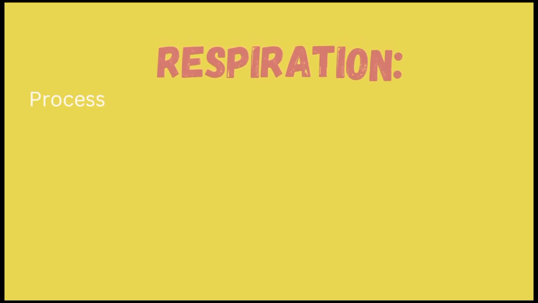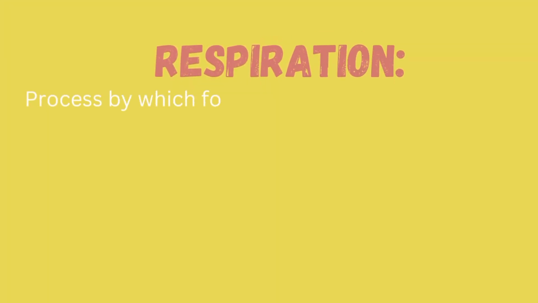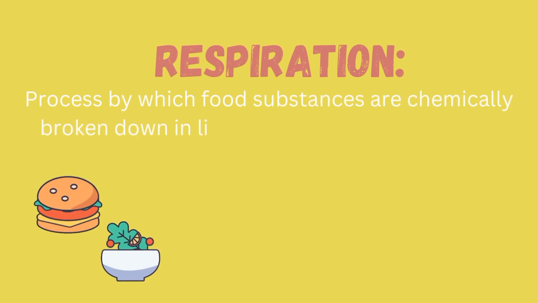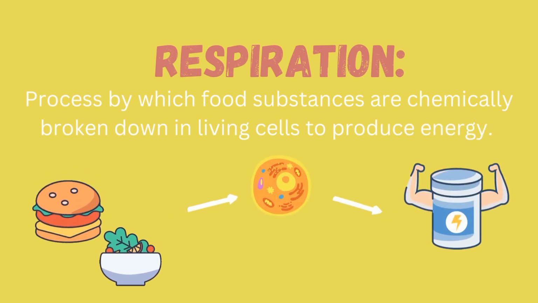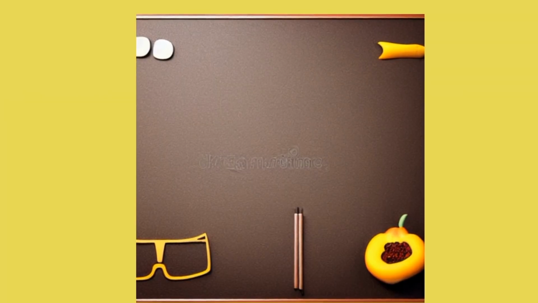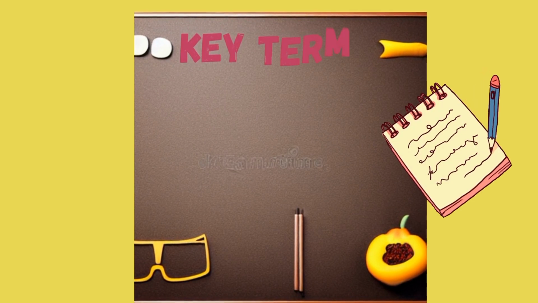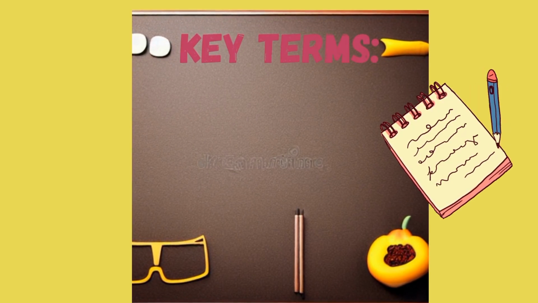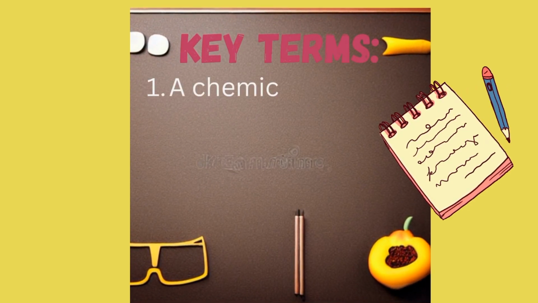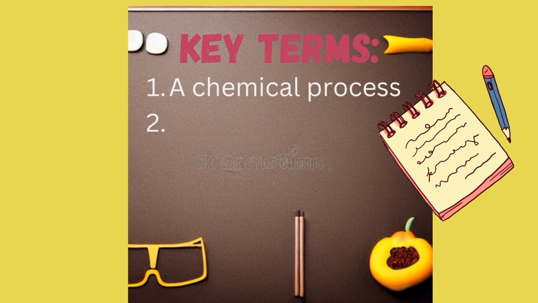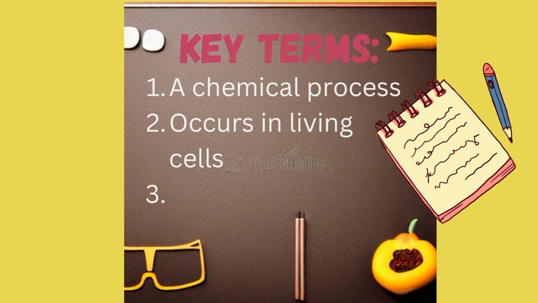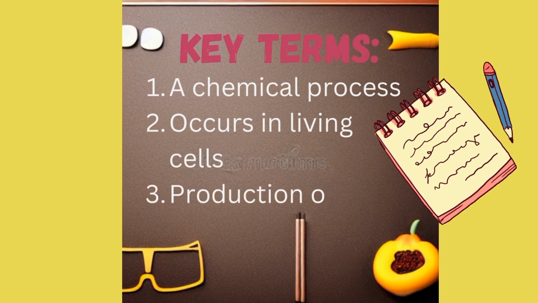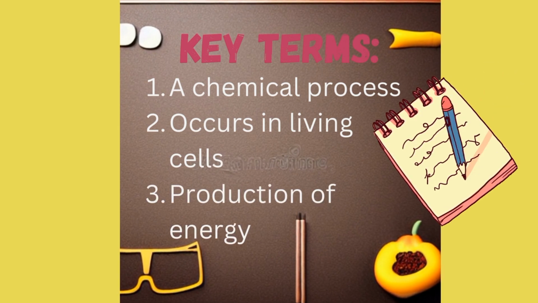So respiration is a characteristic of all living organisms. This is a process by which food substances are chemically broken down in living cells in order to produce energy. Now, from this definition, there are three key main things to note. Number one is that respiration is a chemical process. Number two is that it occurs in living cells. And lastly, this always leads to the production of energy.